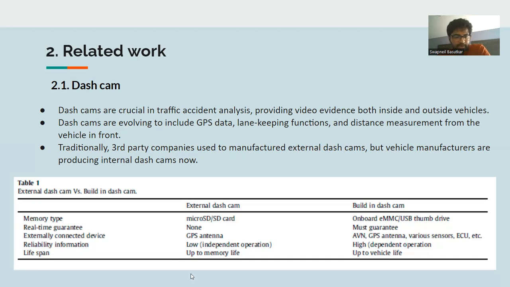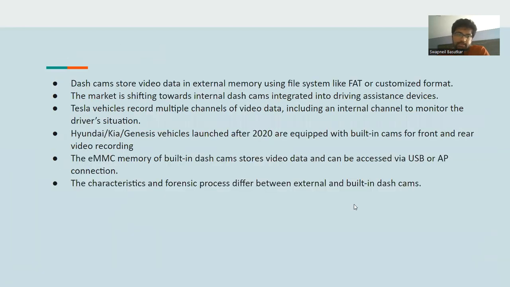The real-time guarantee is none for external dashcams, while for built-in it is a must guarantee. Externally connected devices for external dashcams is a GPS antenna. And here it is AVN, which stands for audio, video, and navigation, GPS antenna, and various sensors. ECU stands for electronic control units. The reliability information is low for external, and for built-in, independent operation is highly reliable. Lifespan is up to memory life versus up to vehicle life. So we can clearly see why the built-in dashcams are so much more useful and make sense.